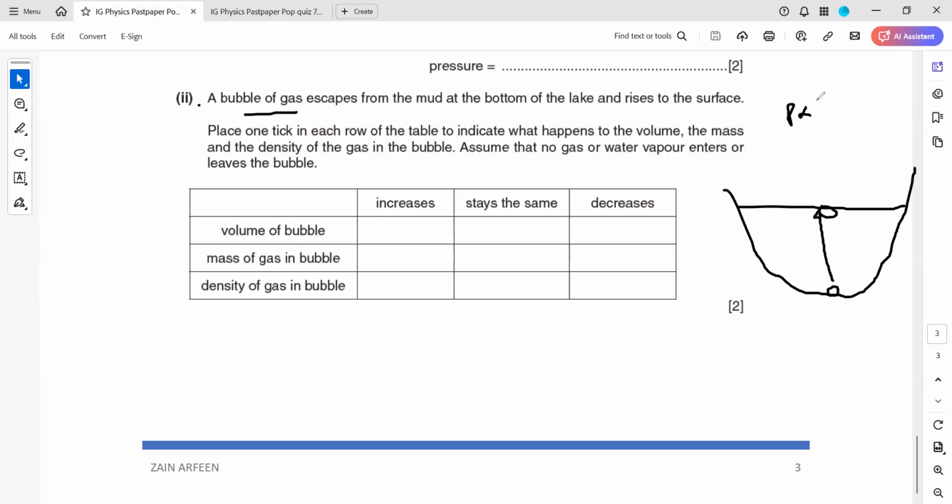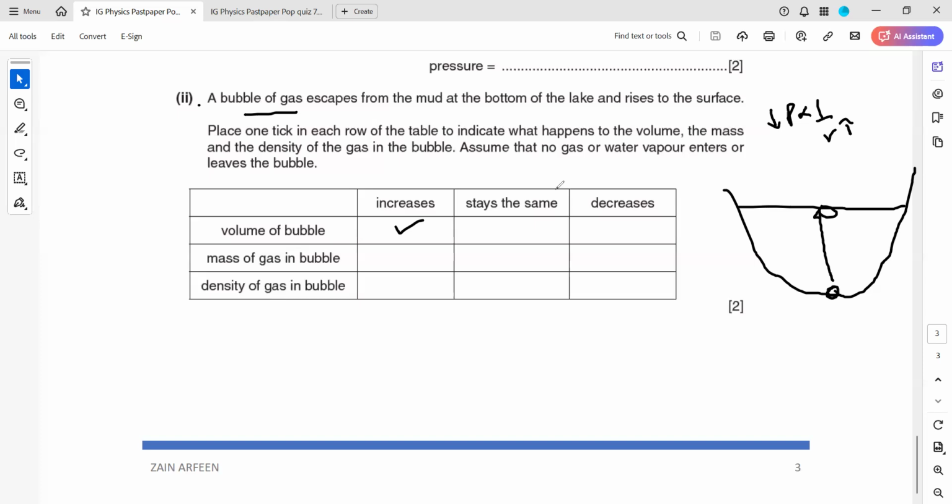First, we know pressure and volume are inversely proportional. As this bubble is rising, what will happen to pressure? It will decrease, because the depth is decreasing, so the pressure will decrease. If the pressure decreases, what will happen to volume? Increase. So the volume of the bubble will increase.